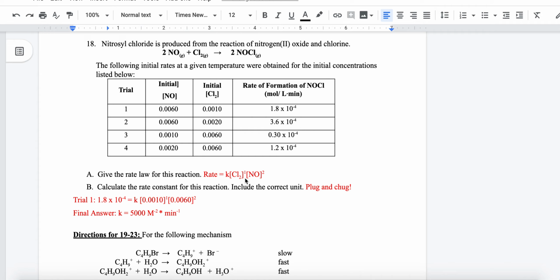If we wanted to compare for the NO, trial 3 and trial 4, when the initial concentration doubles here, we're getting our rate to go up by 4, so this is second order. Notice here all the exponents are the same, so you can just compare the number out front.